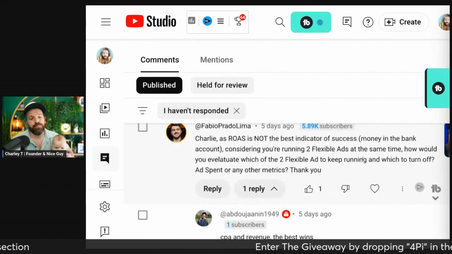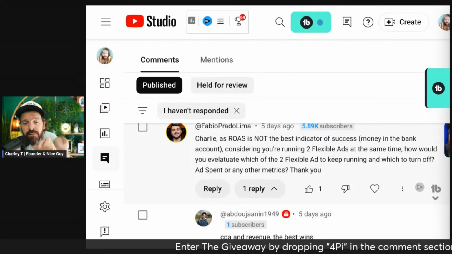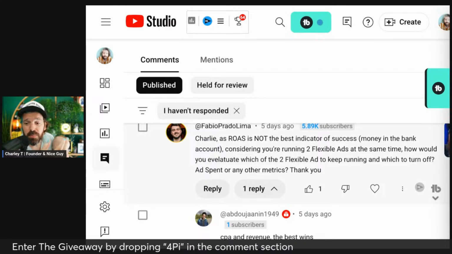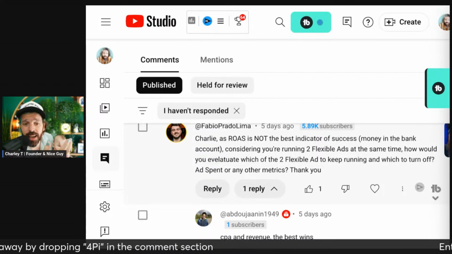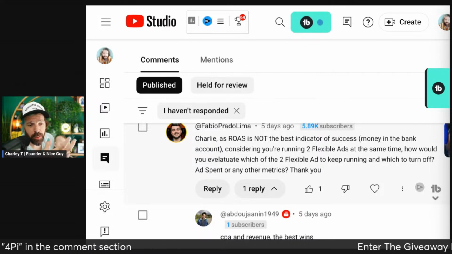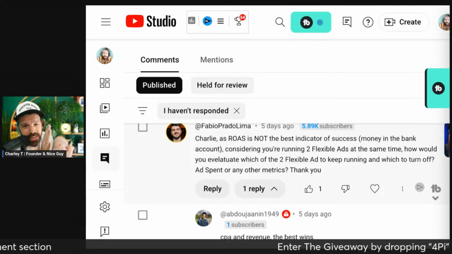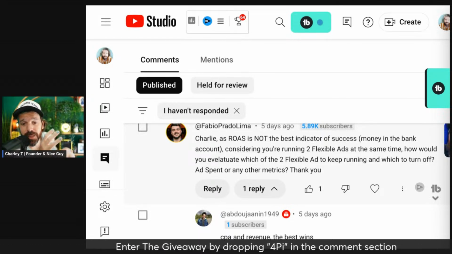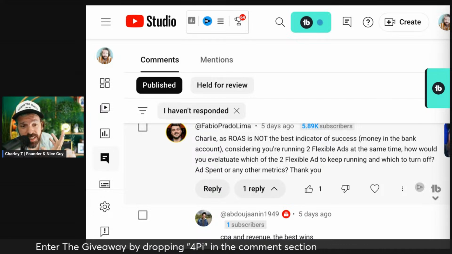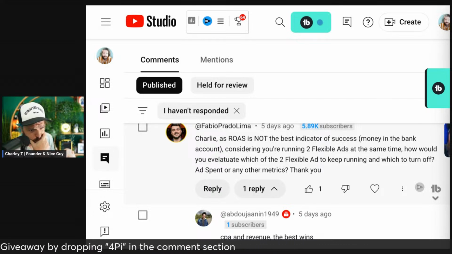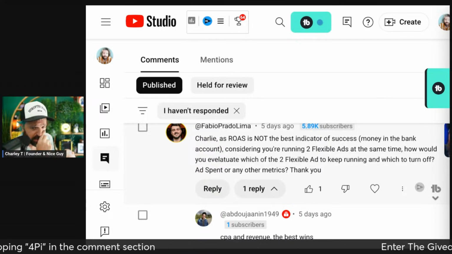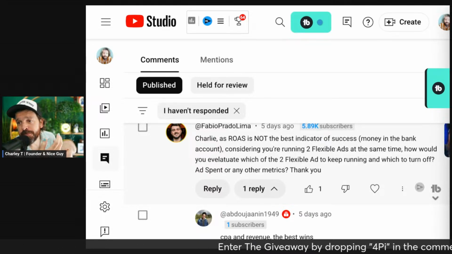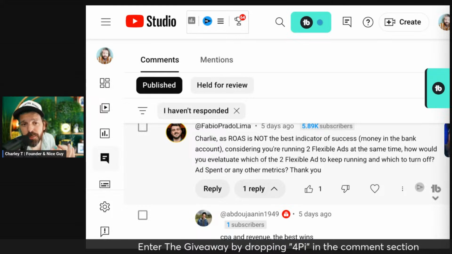Here we go. Cool. So first thing, and by the way, yeah, ROAS is not a best indicator of success. ROAS isn't money. ROAS is a lie told by marketers to convince people to not fire them. That's a whole other thing. If you're running 2 flexible ads at the same time, or 2 DCTs against your control, which do you turn off and why? Well, my initial response is, do we need to turn any of them off? Do we actually have any problem?